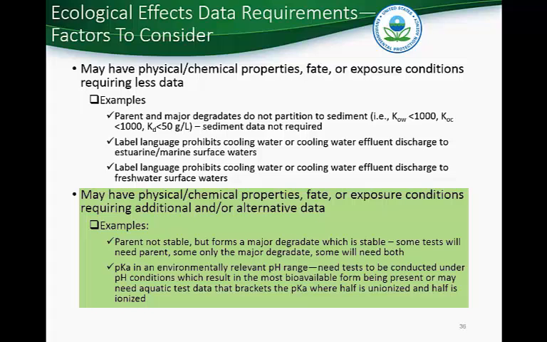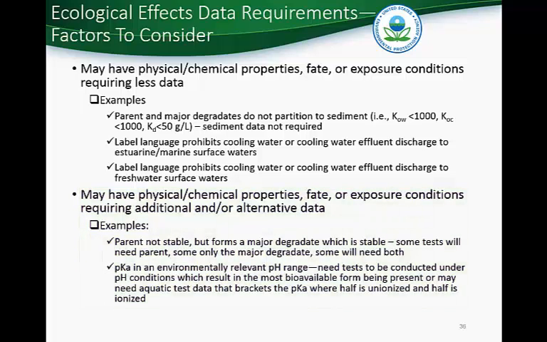To refine risk and mitigation, some of the aquatic tests might need to be conducted at more than one pH, such that results bracket the pKa to provide a quantifiable relationship between pH and toxicity. This concludes the ecological data requirements overview for the cooling water system use pattern.